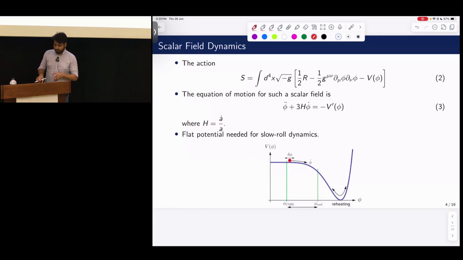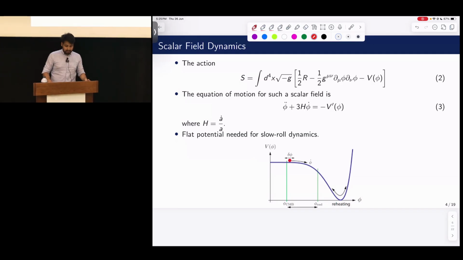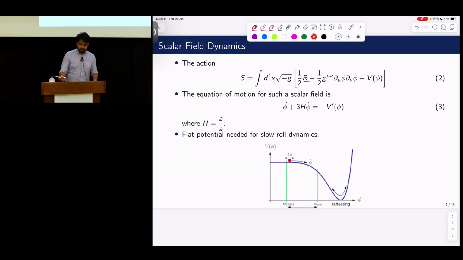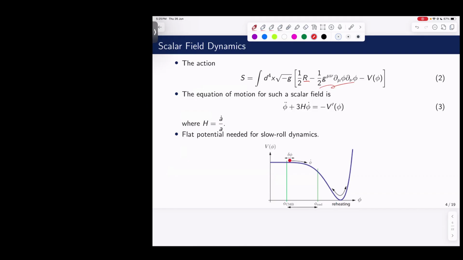Okay, so we have our action in place, and of course this is the very generic action that you can provide given a scalar field theory in a non-trivial background. Here you have the Ricci scalar. Here you have the kinetic term that drives this inflaton. The inflaton is, again, the scalar field that drives inflation. And then a very important potential.